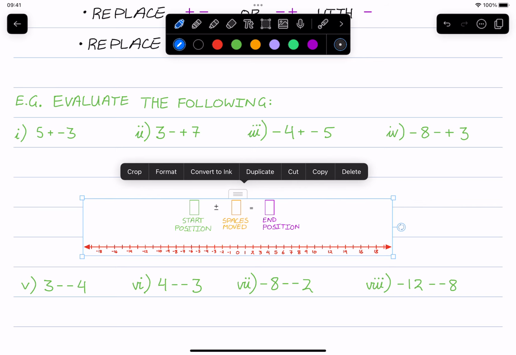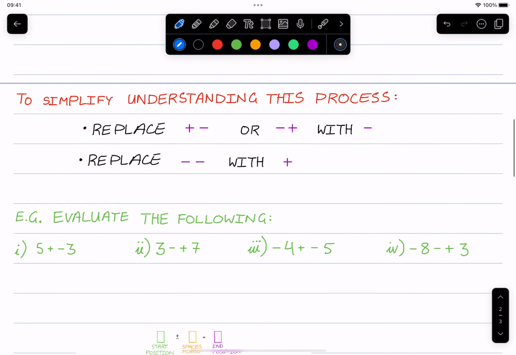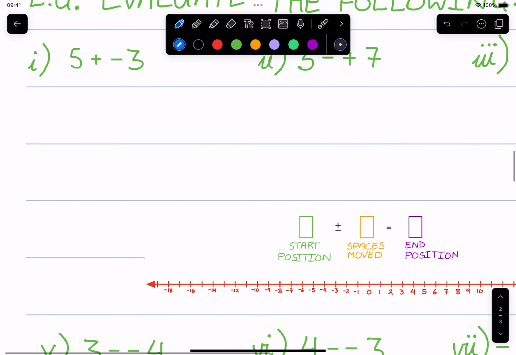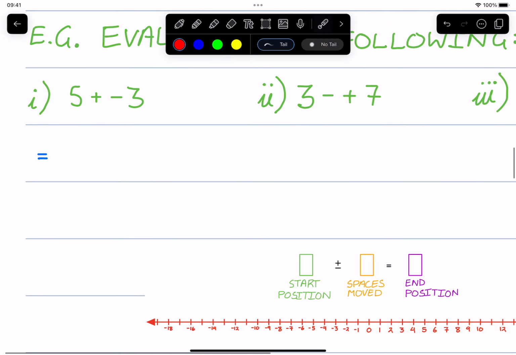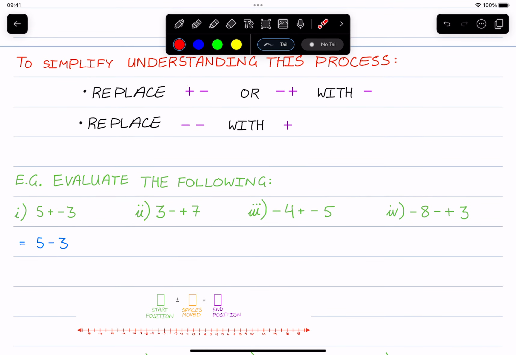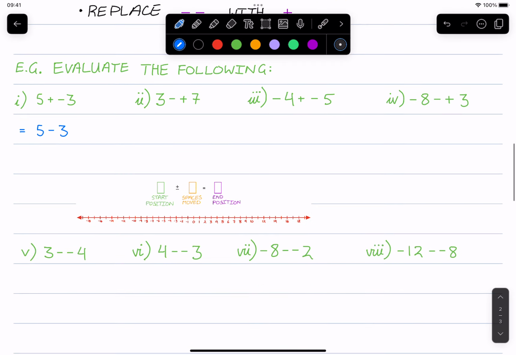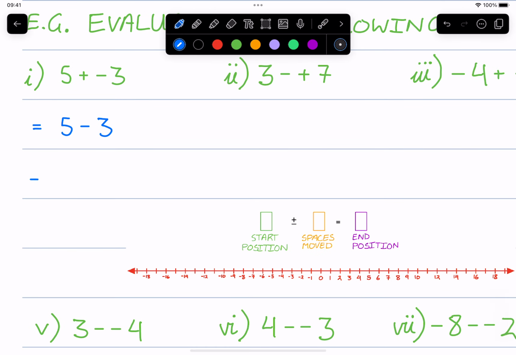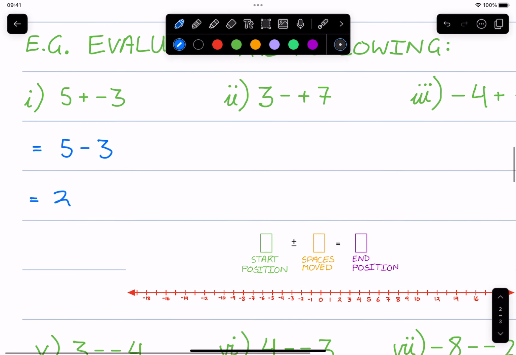So here we go. When I write up here that we're replacing these symbols with this one, it literally means the following. Notice how we have an add and subtract symbol. We can rewrite this entire question with simply just a minus instead. So this plus and minus symbol, we replace it with a minus. So 5 take away 3 is 2.